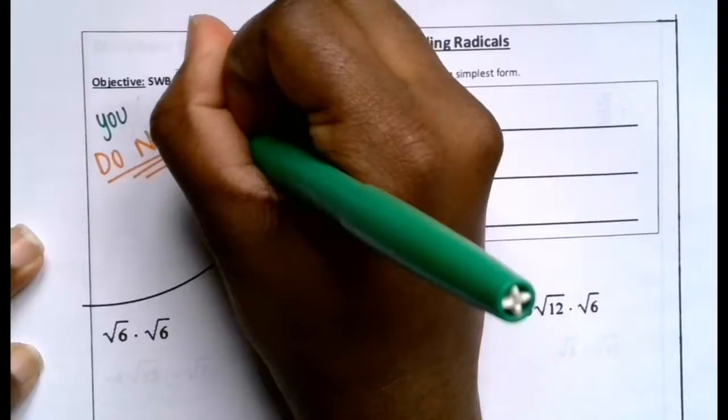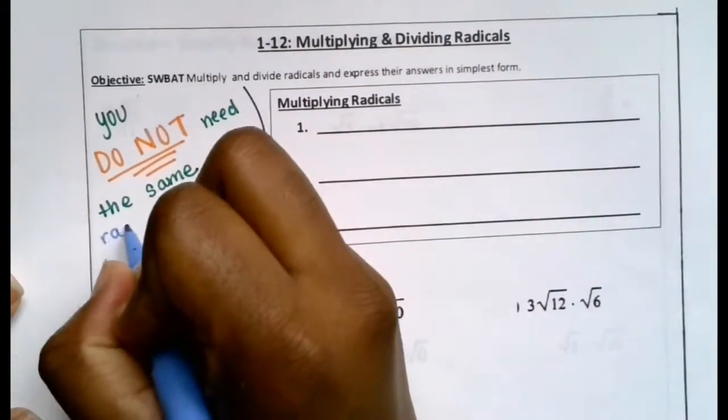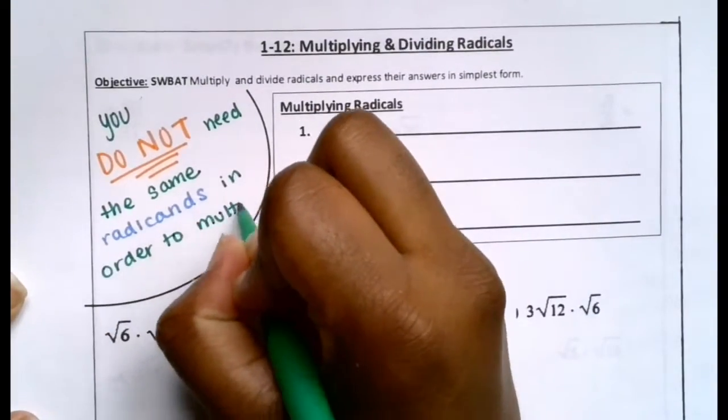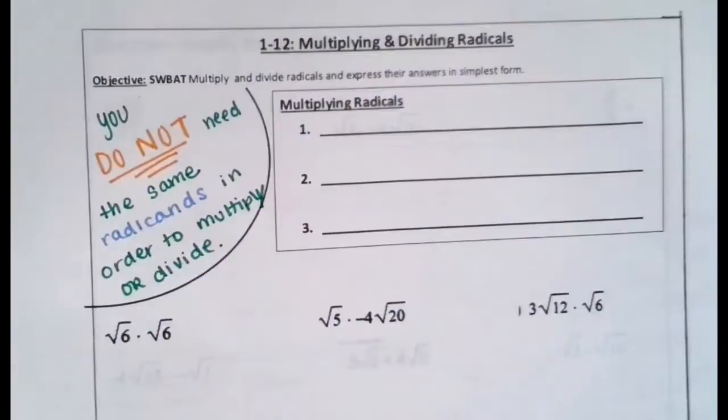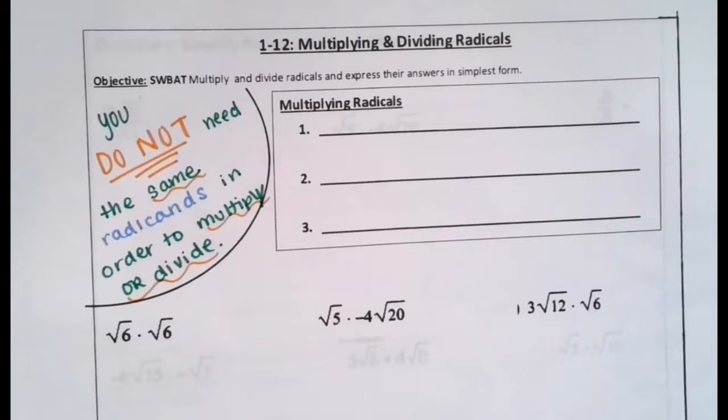The first and most important thing that you need to know is that you do not need to have the same radicand in order to multiply and divide radicals. Please ensure that your notes look exactly like my notes. Now that we've established that we don't need the same radicands, let's talk about how to multiply radicals.